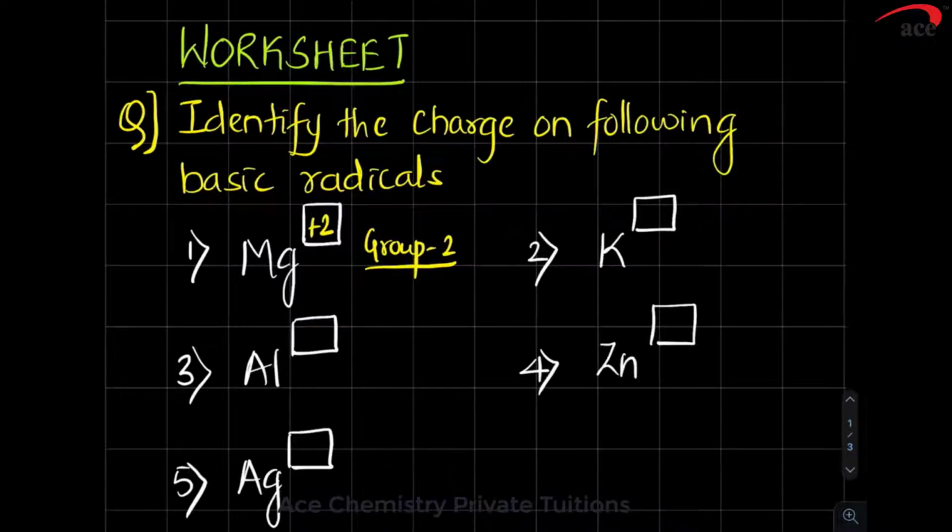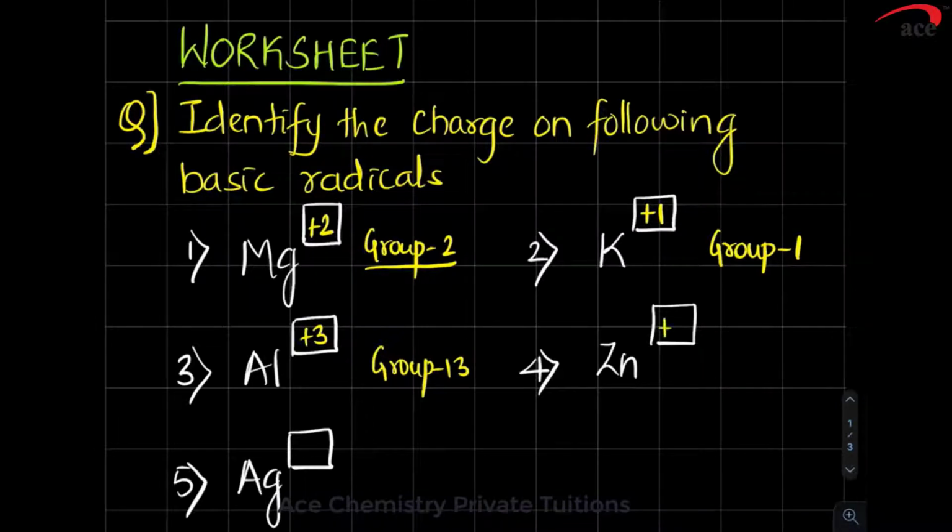What is the answer for the second? It's +1, correct, because potassium belongs to group 1 element. Aluminium has what charge? Yes, correct, +3, because it belongs to group 13 element, has 3 valence electrons and therefore loses 3 valence electrons in formation of an ionic compound and has a charge of +3.